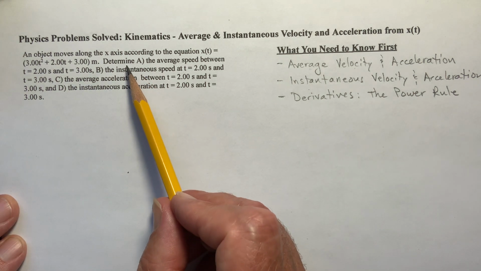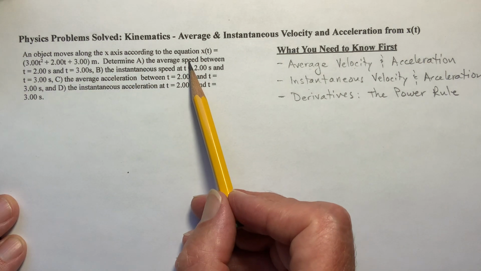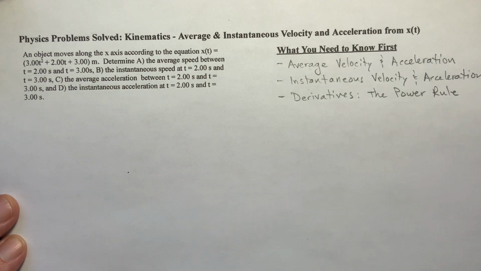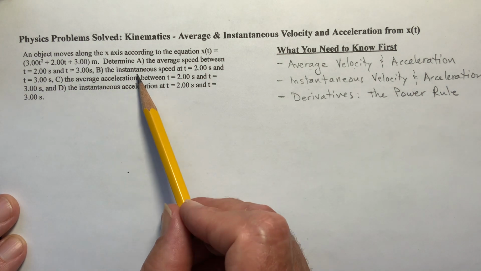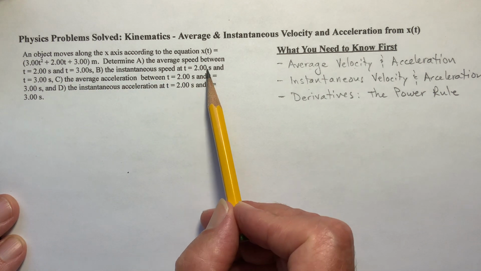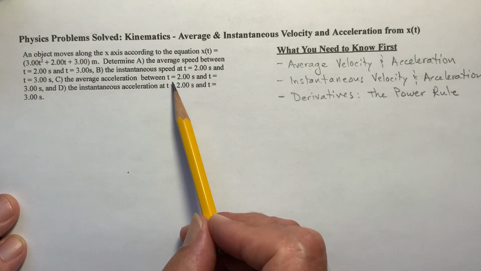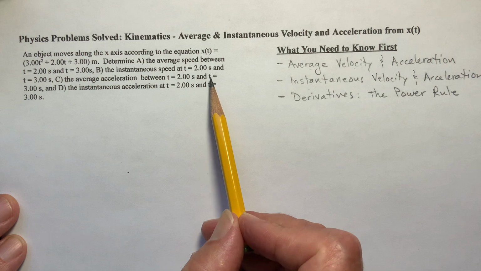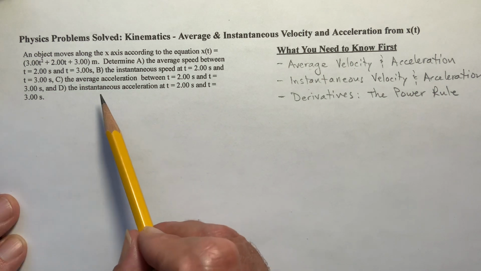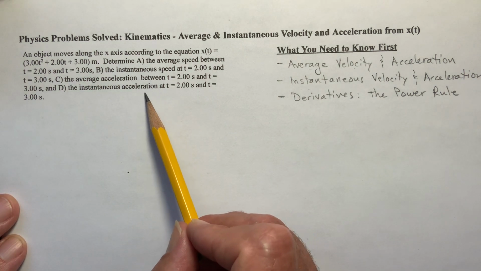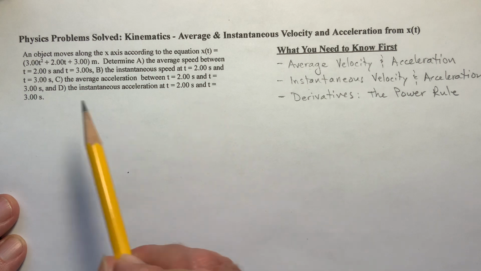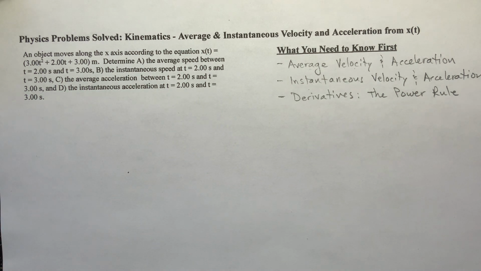Now, determine A, the average speed between 2 seconds and 3 seconds. B, the instantaneous speed at 2 seconds and 3 seconds. C, the average acceleration between 2 seconds and 3 seconds. And D, the instantaneous acceleration at 2 seconds and 3 seconds.